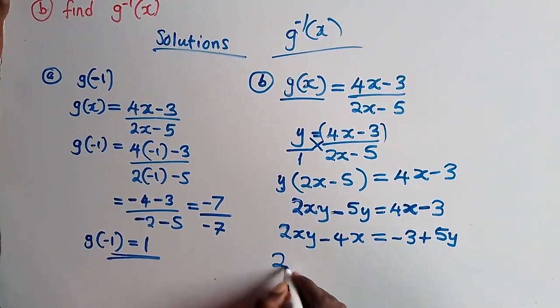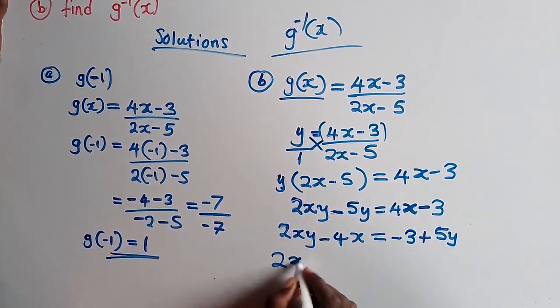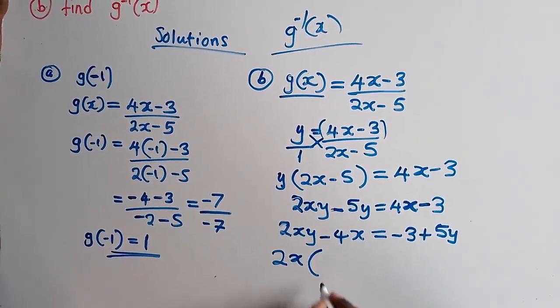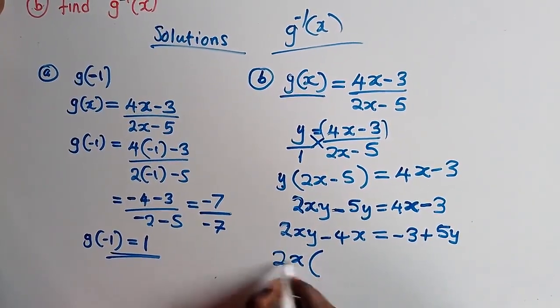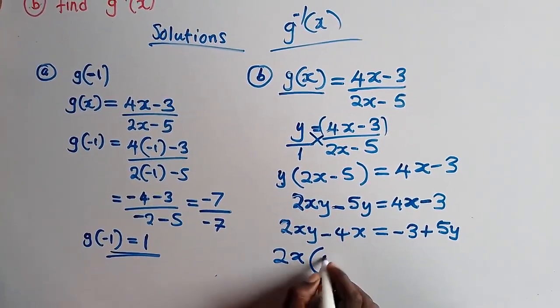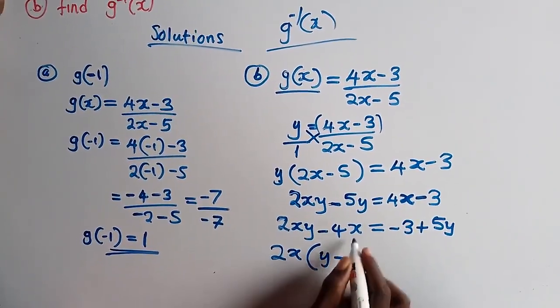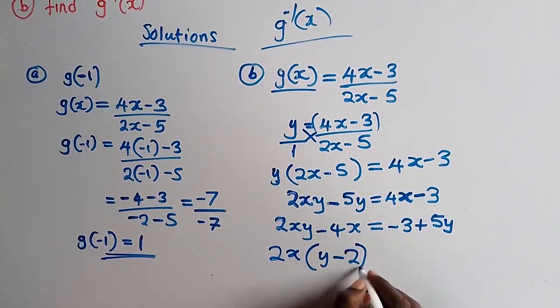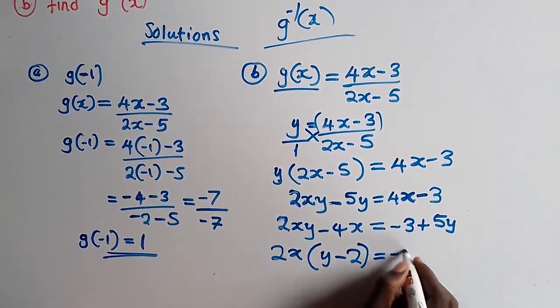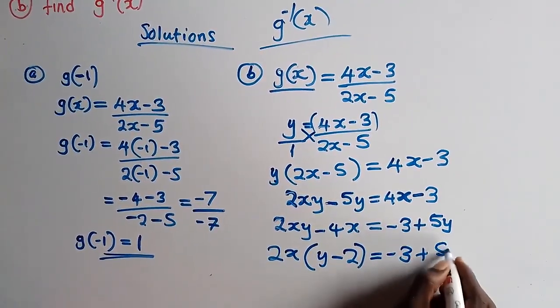It's 2. Then the letter that is common is what? X, like that. Then I do this. So here, 2x cancelled to remain with y. Minus 2 into 4, it's 2. X cancelled, you cross, which is equal to negative 3 plus 5y.